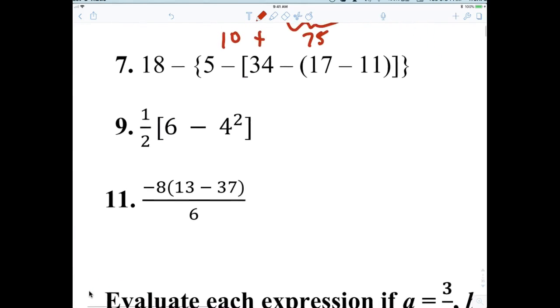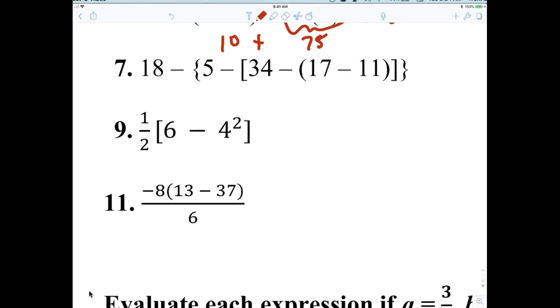Trey, let's do 7 together. Now they're trying to mess you up because you see all the brackets and the parentheses. You always work from the innermost. So Trey, what am I doing first? 17 minus 11 is 6. And 34 minus 6 is 28. 5 minus 28 is negative 23. And 18 minus negative 23 is 41. Let him answer, especially when you're telling the wrong answer. When I call on somebody, I want them to do it. I want to hear.